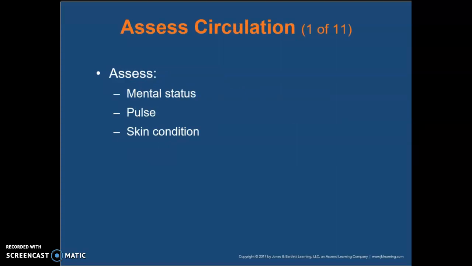The next step is assessing circulation. In order to assess circulation, you're going to look at the patient's mental status, their pulse, and their skin condition. So mental status, like we talked about just a few videos ago, if they're not getting enough oxygen to their brain because they're not getting enough blood to their brain, their mental status is going to change pretty rapidly.